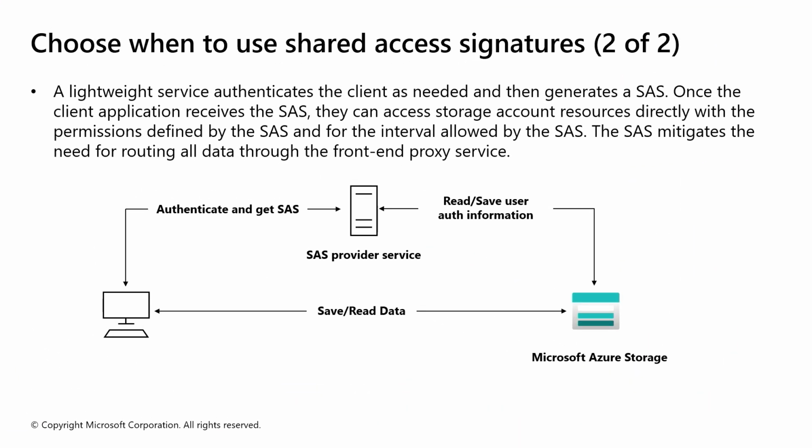Second, a simple service verifies the client if required and then creates a SAS. The client application can access storage account resources directly after getting the SAS. The SAS specifies the access permissions and the time period allowed by it, and since the SAS allows direct access to the resource, it reduces the need to send all data through the front-end proxy service. A combination of these two approaches may be used by many services in the real world. For example, the front-end proxy might process and validate some data. Other data is stored and/or accessed directly through the SAS.